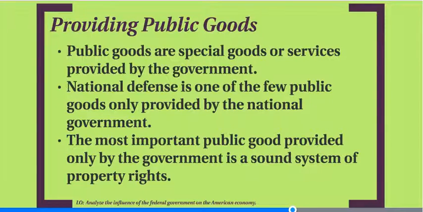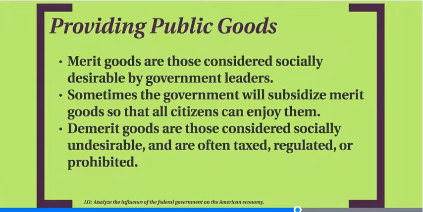Public goods are special goods or services provided by the government. National defense is one of the few public goods only provided by the national government. The most important public good provided only by the government is a sound system of property rights. Merit goods are those considered to be socially desirable by government leaders. Sometimes the government will subsidize merit goods so that all citizens can enjoy them. Demerit goods are those considered to be socially undesirable, and they're often taxed, regulated, or prohibited. For example, cigarettes are heavily taxed because they are considered to be a demerit good. Illegal drugs, of course, are prohibited because they're considered to be undesirable.